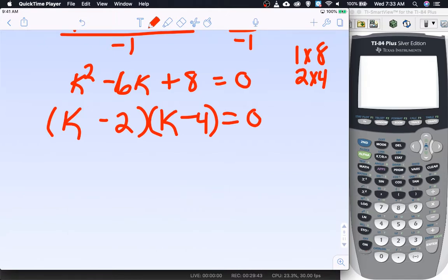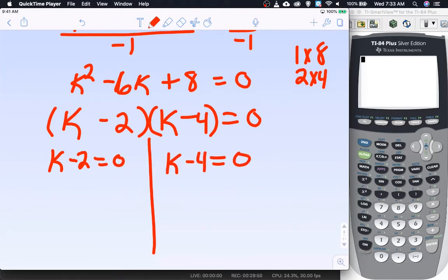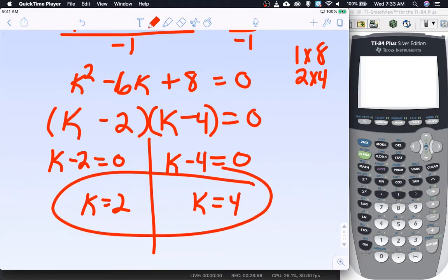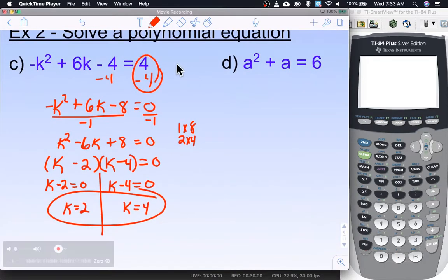And then we solve. Either k minus 2 equals 0 or k minus 4 equals 0. You solve on both sides. Add 2, so k equals 2, add 4, k equals 4. So these are the solutions of the original problem.